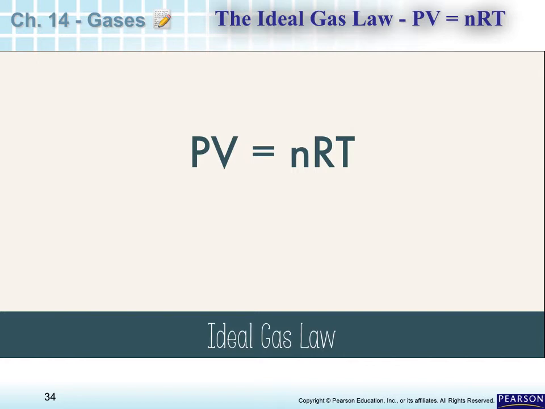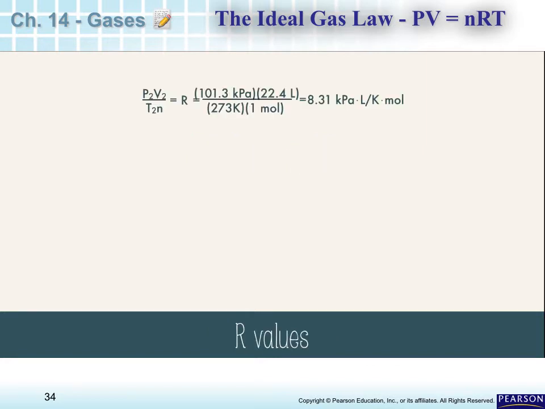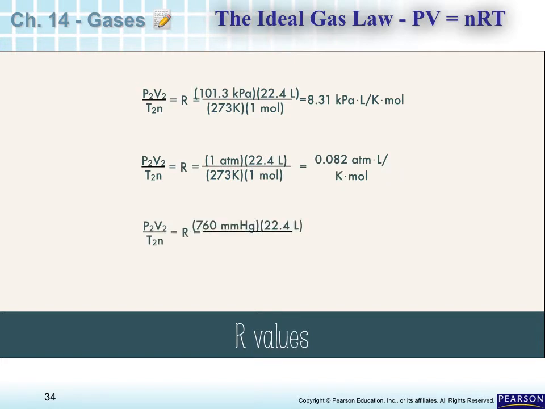Let's talk about what R is exactly. Remember, the R value is created from the equation set to STP values. So we plug in the values of pressure, the volume of a mole at STP, and the temperature at STP. And we get our results, like this one, 8.31 kilopascal liters per Kelvin mole. But there are different R values for different pressure units, so make sure that you check your problem to see which units you need to use.